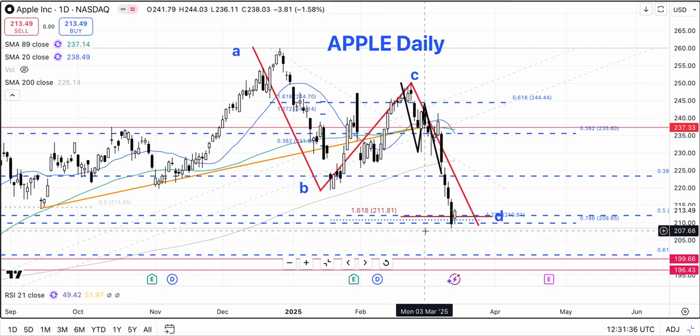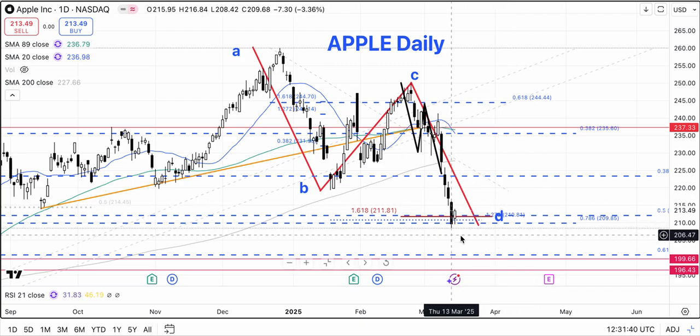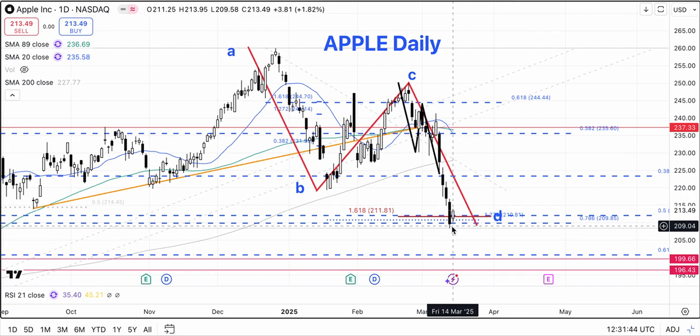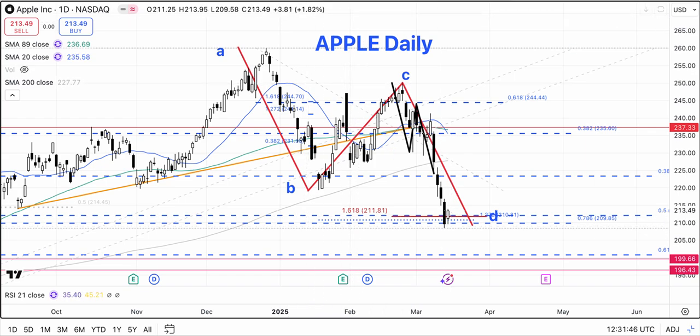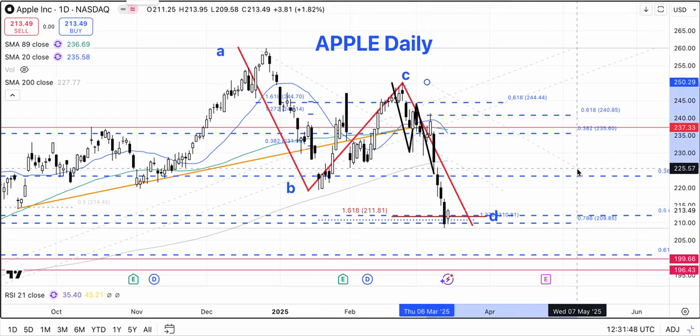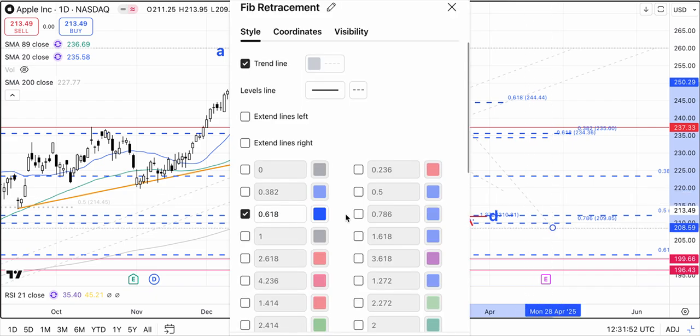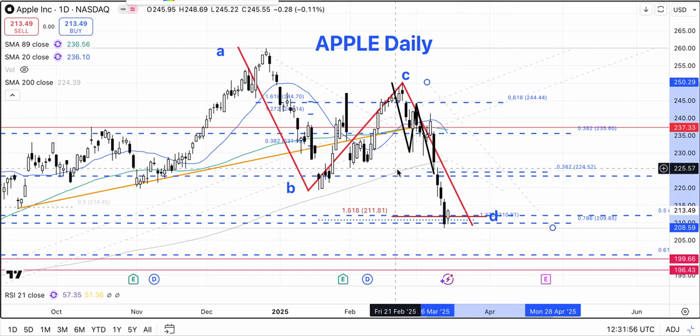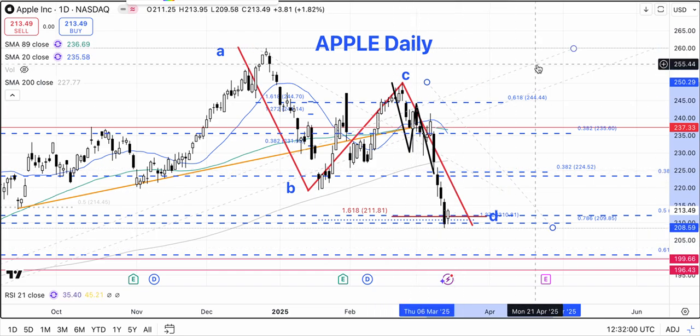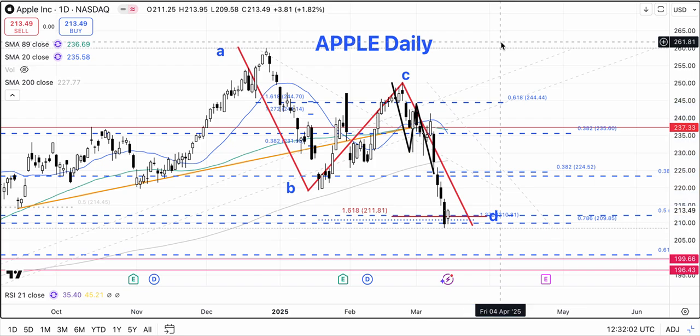So we have a confluence of a number of things coming together, and this is why this level is really, really important. And we could see a rally come in the stock. We'll just take a look at the CD leg, and the rally we could anticipate to at least reach about a 38.2% retracement. So getting into this level of about 225, 224 roughly is what we can expect.